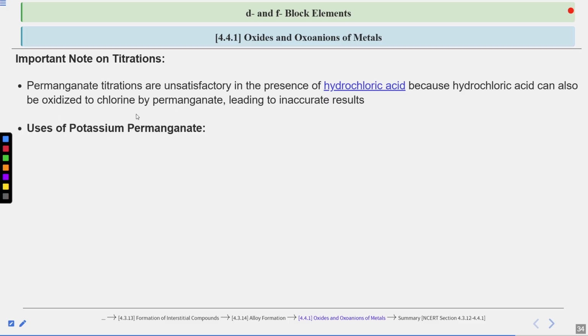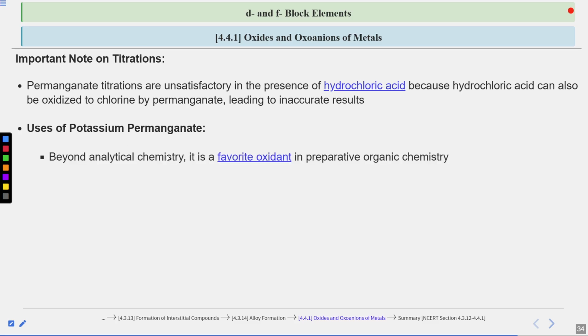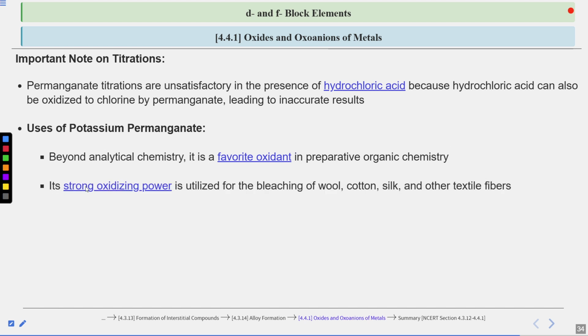And what are the uses of potassium permanganate? Beyond analytical chemistry, it is a favorite oxidant in preparative organic chemistry. In organic chemistry, we use it as an oxidant. Its strong oxidizing power is utilized for bleaching of wool, cotton, silk, and other textile fibers. It is also used for decolorization of oils.